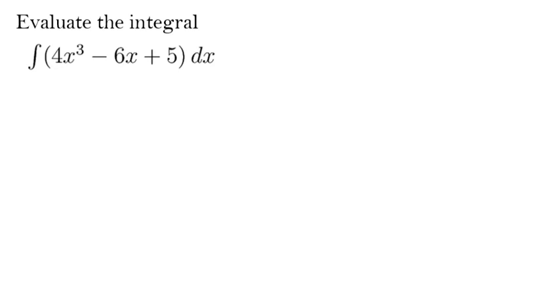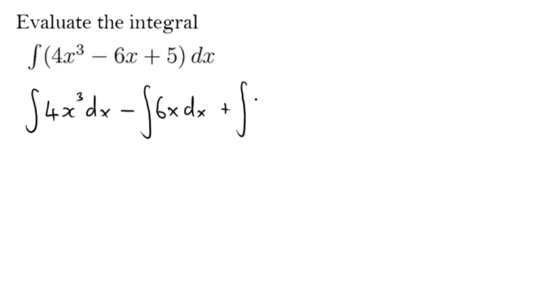All right, so we have this integral. Let's evaluate. To start with, I'm going to separate the integral like this. The first part is the integral of 4x^3 with respect to x, minus the integral of 6x with respect to x, plus the integral of 5 with respect to x.